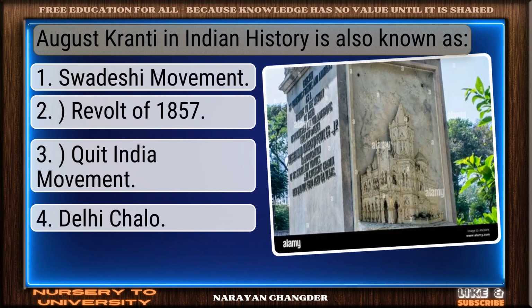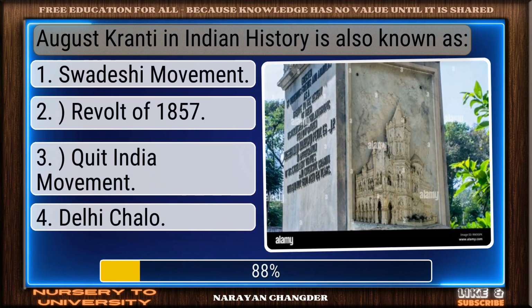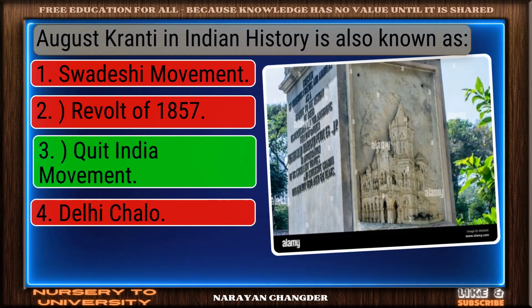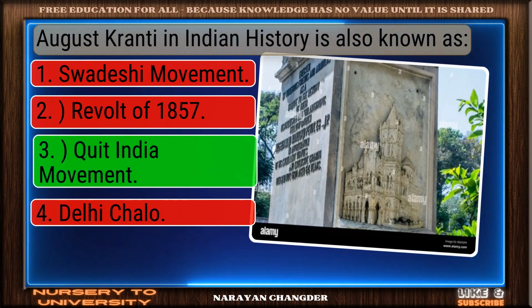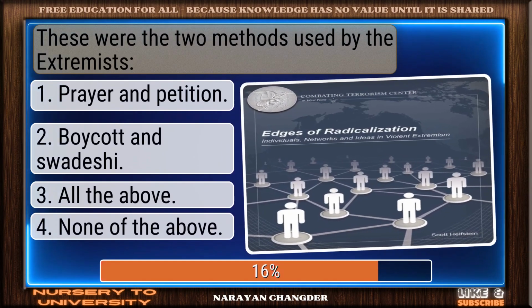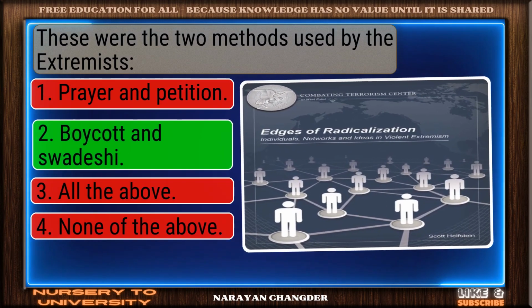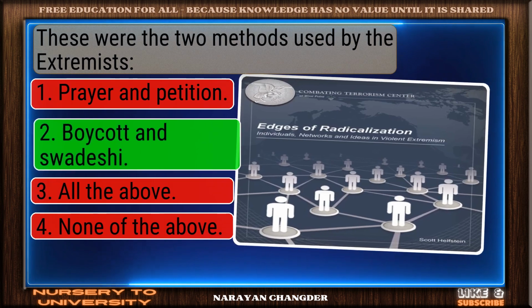August Kranti in Indian history is also known as... Strong choice. Quit India movement is right. These were the two methods used by the extremists. Great job. Boycott and Swadeshi is accurate.